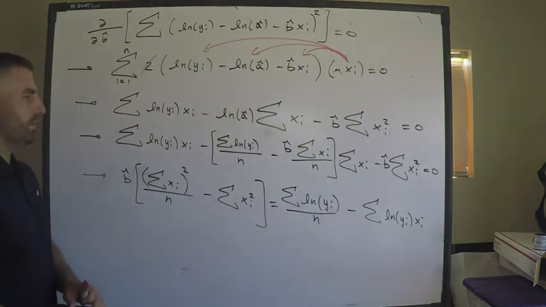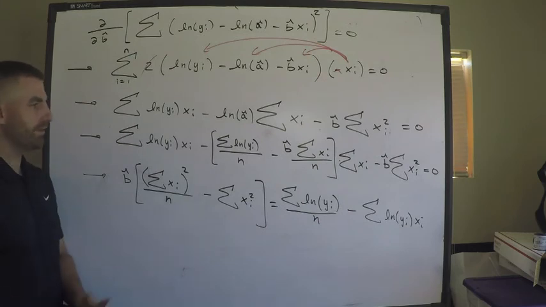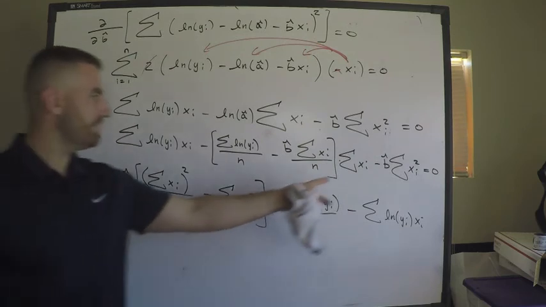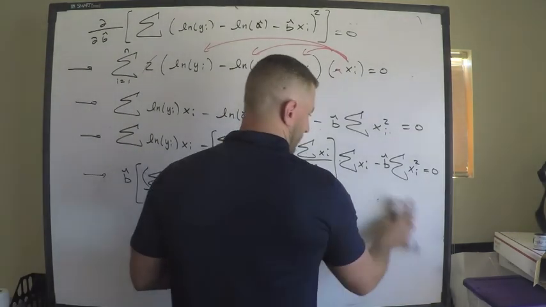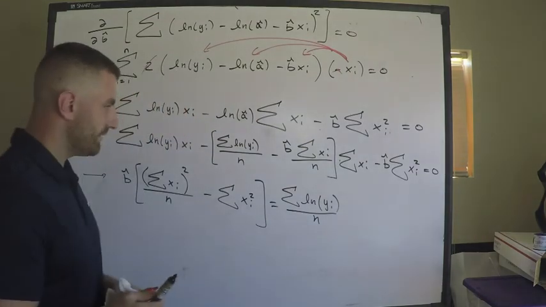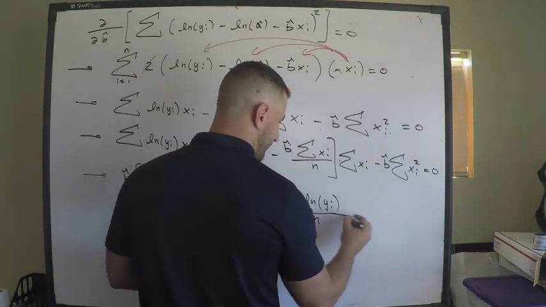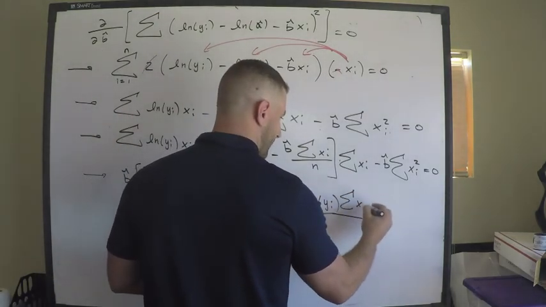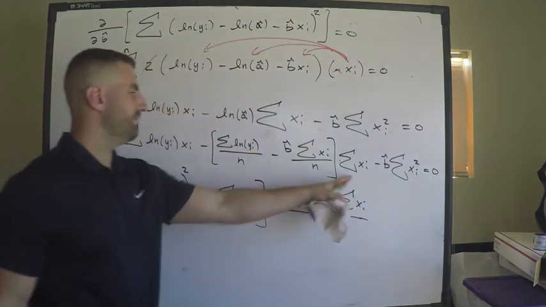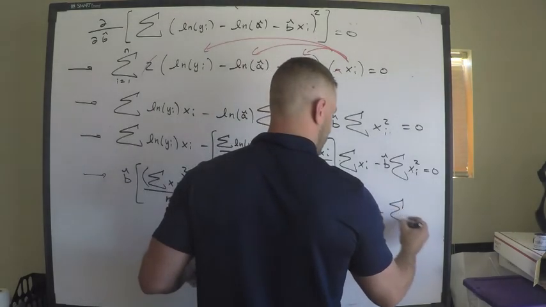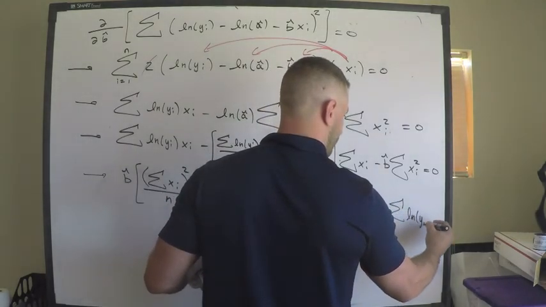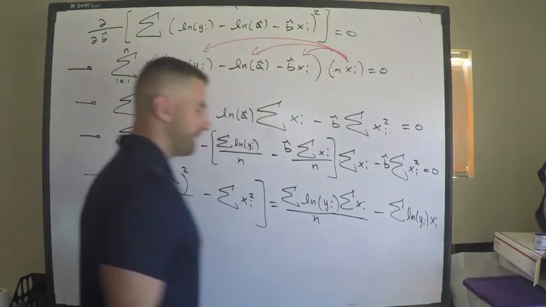Let's see how we are doing. Well, I forgot a term, didn't I? I forgot this little piece. This needs to be multiplied in there as well. Oh, brother. That's all right. We can do that. I just forgot this piece. This is the sum of xi. I forgot to distribute that. Now I have this one, so minus the sum of ln yi xi.